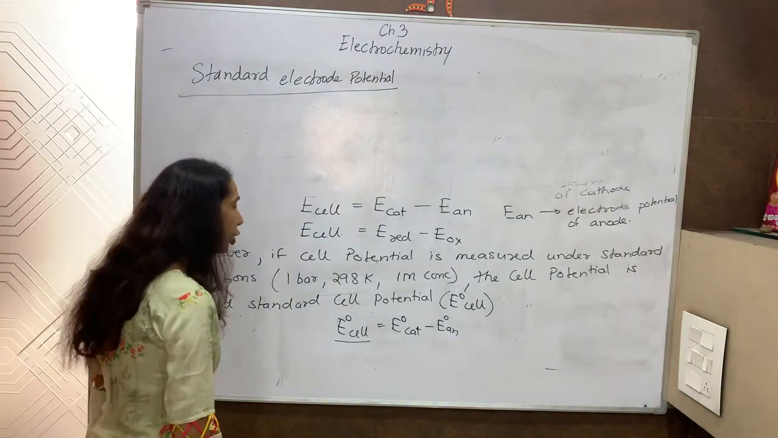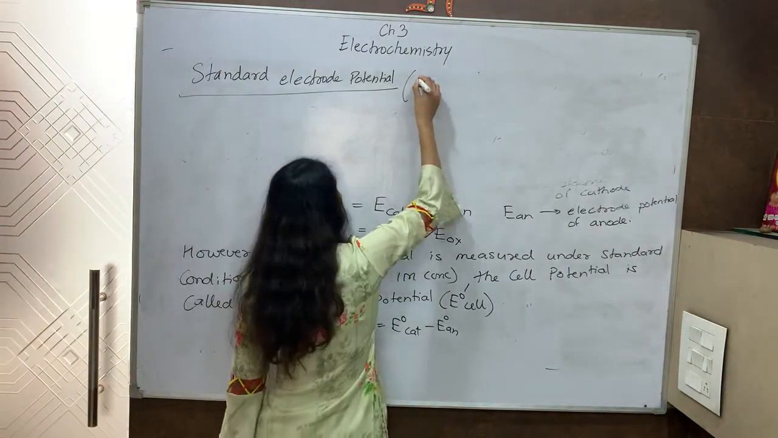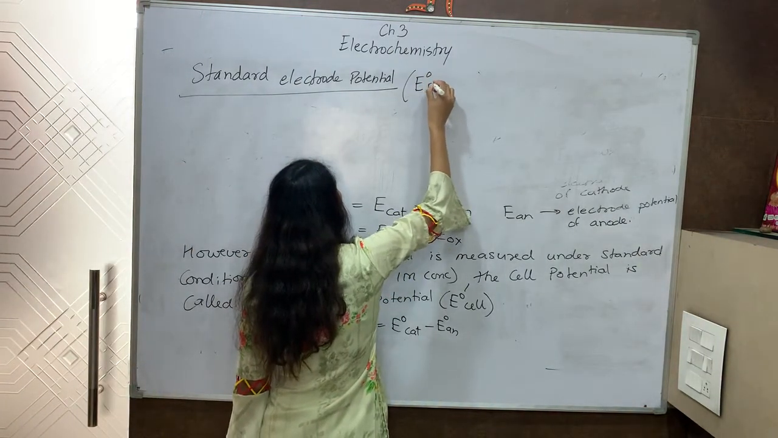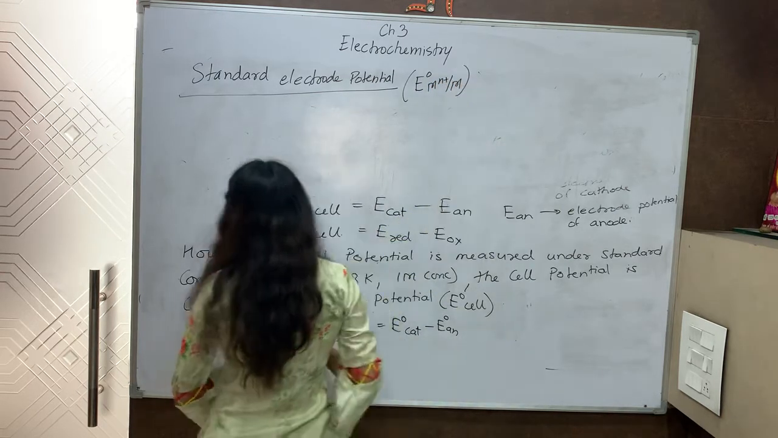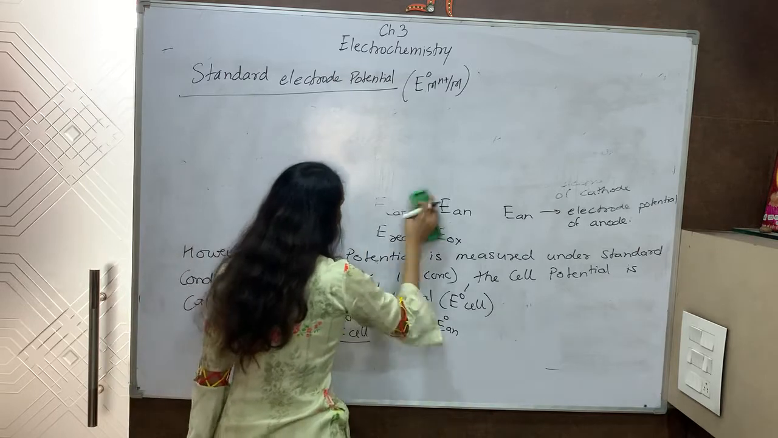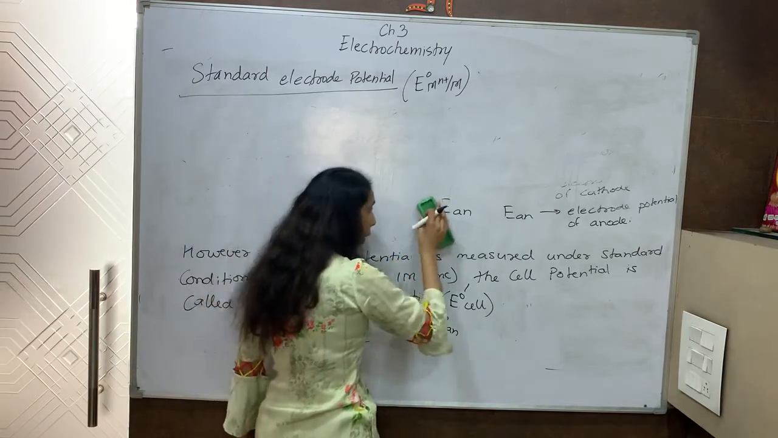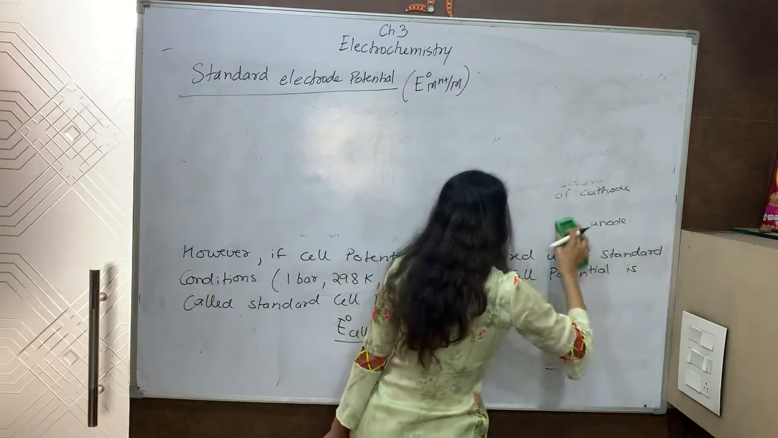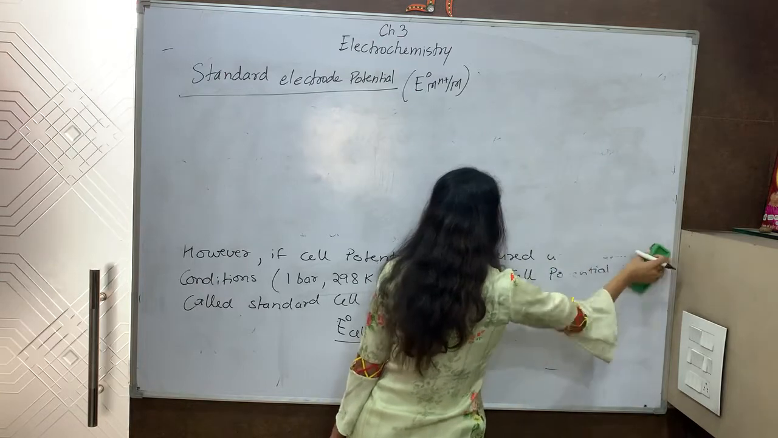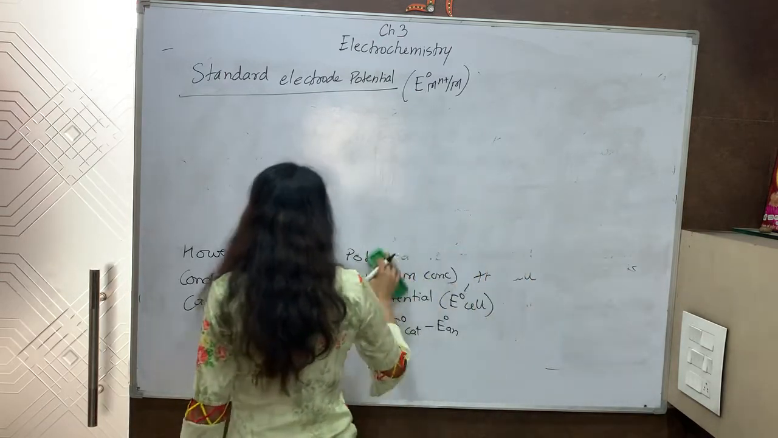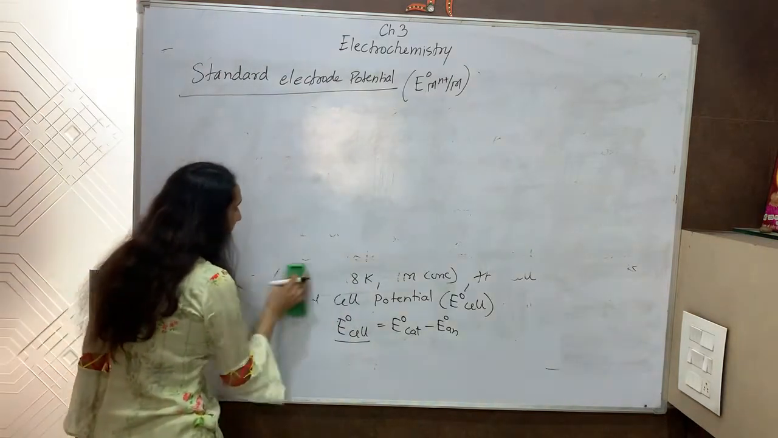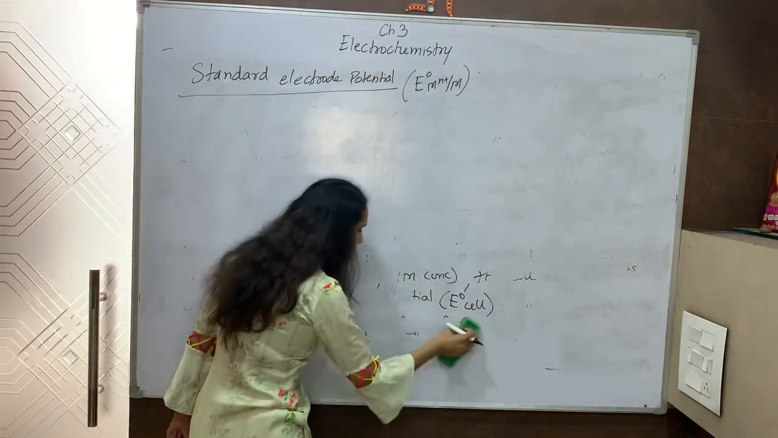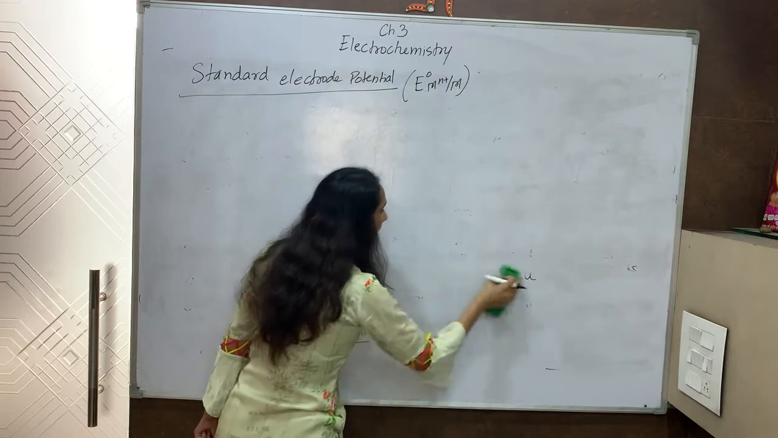Standard electrode potential, the general symbol to represent it is E naught M n+ slash M. This is the symbol to represent the standard electrode potential. Now what it is and how to calculate the value of standard electrode potential, we will do in this topic. Now let us just see what we mean by it. Suppose I consider a rod of metal M.